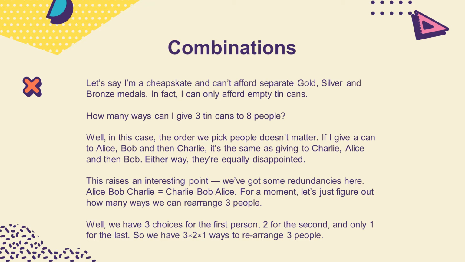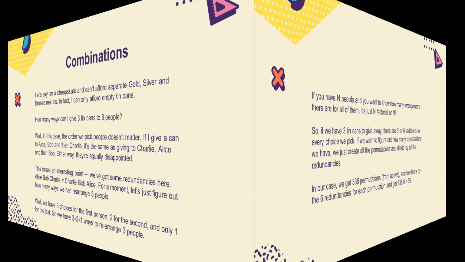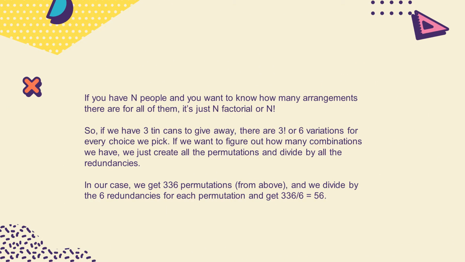Briefly, let's just figure out the number of ways we can rearrange 3 people. We have 3 options for the first person, 2 for the second, and just 1 for the last. So we have 3 times 2 times 1 ways to rearrange 3 people. If you have n people and you want to know the number of arrangements there are for all of them, it's just n factorial. Thus, if we have 3 metal jars to give away, there are 3 factorial, or 6 variations for each choice we pick.